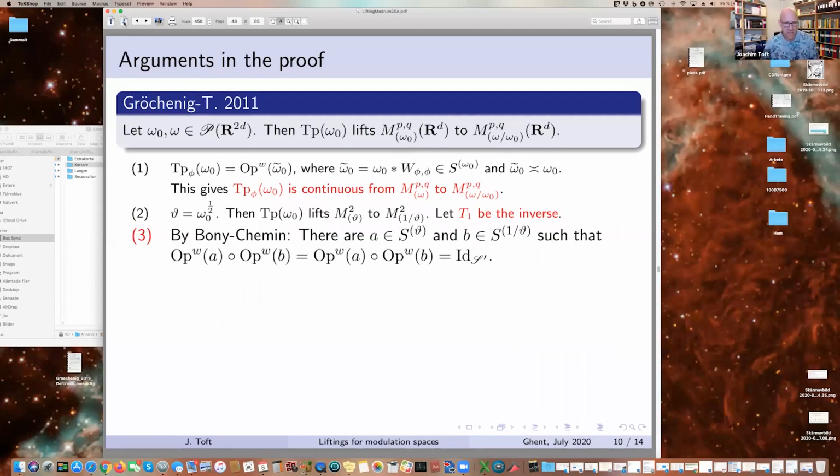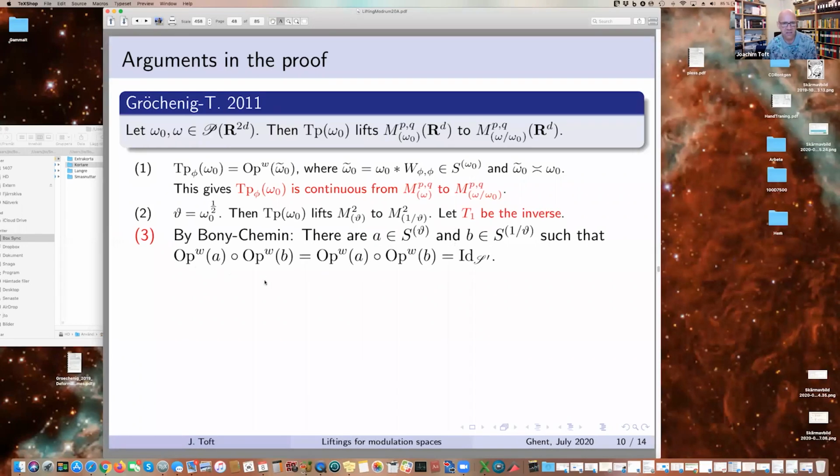By Bonnet and Sherman, they wrote an important paper on the Hermann-Weyl calculus. They had a result that if you have a symbol in this space, and you have a symbol here, then if you have this space and this symbol class, there exist A and B such that the corresponding Weyl operators are inverses to each other.